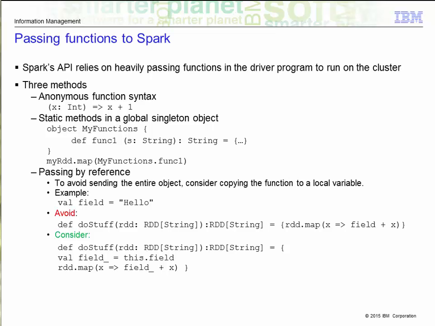There are three methods that you can use to pass functions. The first method is using an anonymous function syntax. You saw briefly what an anonymous function is in the first lesson. This is useful for short pieces of code. For example, here we define the anonymous function that takes in a particular parameter x of type int and adds 1 to it. Essentially, anonymous functions are useful for a one-time use of the function.